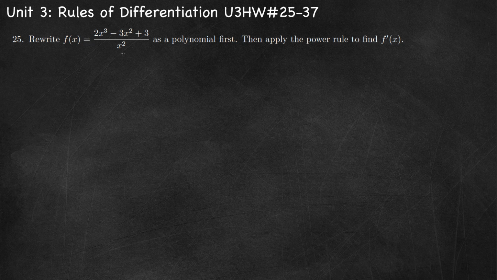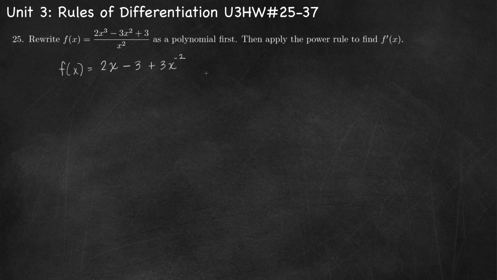So to rewrite this as a polynomial, I'm going to take each term in the numerator and divide it by the denominator. So we can rewrite this as f of x equals, now 2x cubed divided by x squared is 2x. Negative 3x squared divided by x squared is negative 3. And 3 divided by x squared is 3x to the negative 2. Okay, so technically this isn't a polynomial because I have an exponent of negative 2, but it's in polynomial-like form.